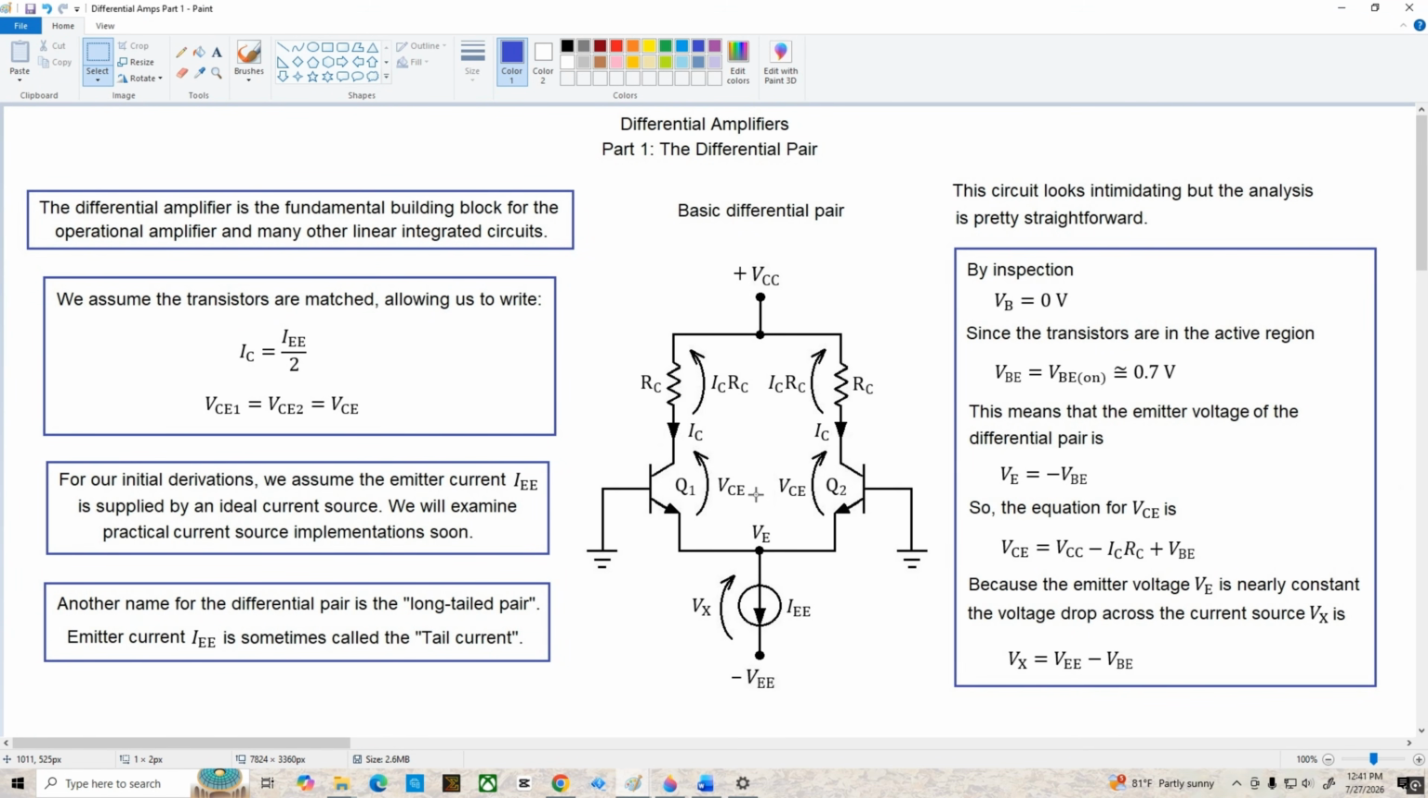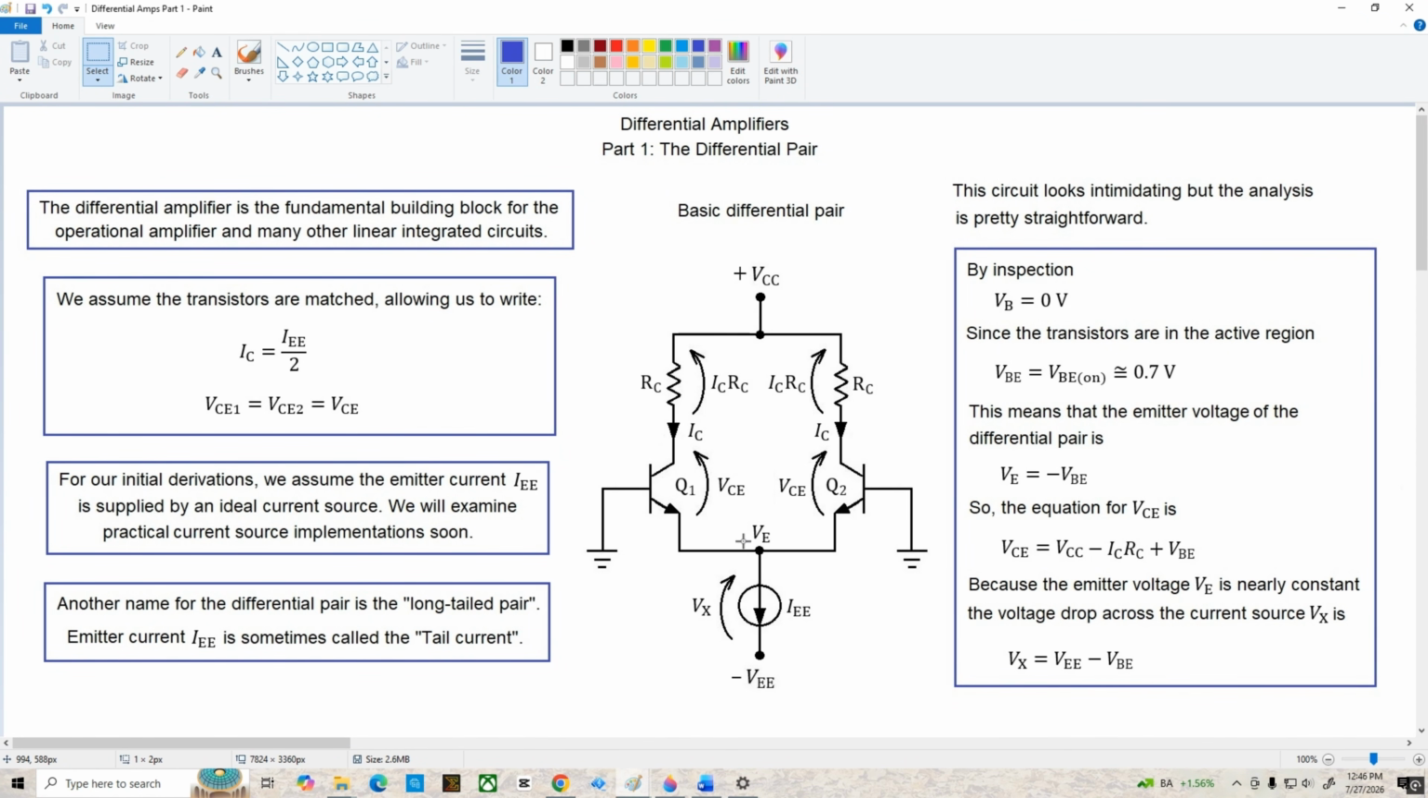Now, in spite of how scary and intimidating this circuit might look, its analysis is really pretty straightforward. We've got a big chunk of it done already. IC equals IEE over 2. And over here we can see by inspection that the base voltages are both 0. And since we're assuming the transistors are in the active region, VBE is about 0.7 volts, and the emitter voltage, common to both of them, is equal to negative VBE, that is negative 0.7 volts. Again, that's because the bases are sitting at 0 volts.